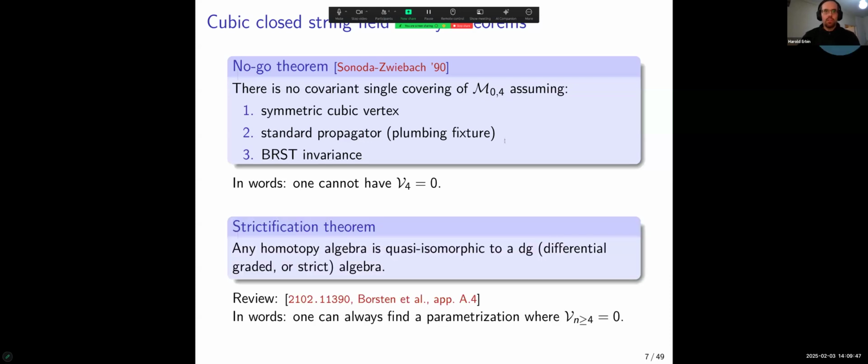Now you have a second theorem which started to get better known recently, which is a strictification theorem, which says that any homotopy algebra is quasi-isomorphic to a differential graded algebra. In words, it tells you that you can always find a parametrization where all the Vn with n greater than or equal to 4 are 0. Now you will tell me, okay, there is some kind of tension between these two theorems, because one tells you can set V4 to 0 and the other tells you can't. So why is that so?